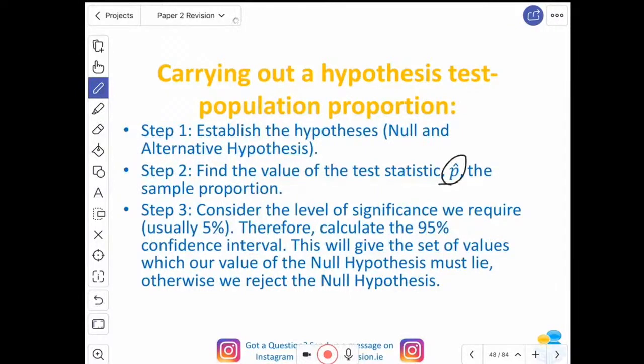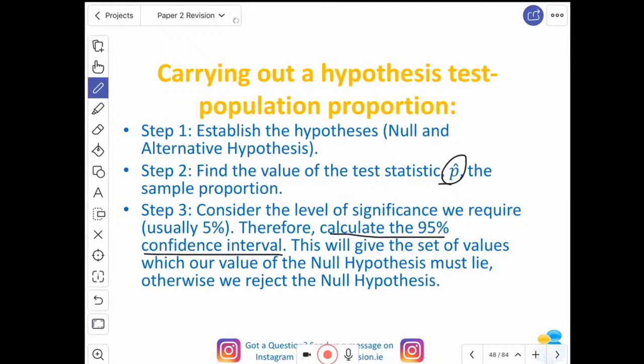That's your p-hat. And when you're asked to carry out a hypothesis test, generally they say that we're running it at a 5% level of significance. That basically means that we want to work out the critical values on each side, your 5%, or 2.5% on each side. So we can just go and calculate our 95% confidence interval, like we just did in the example that I did a few minutes ago.